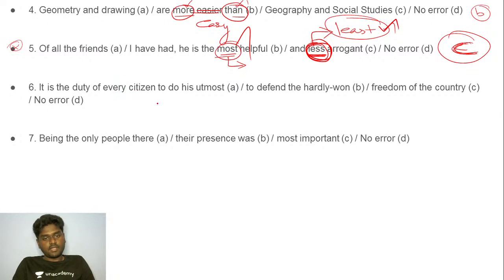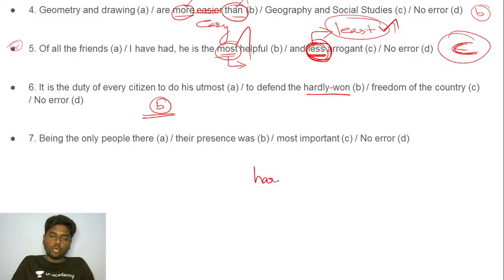Undoubtedly, it is B. Very good, Janani. Option B, the part B, has an error in it. Why? Because if you try to read out the context of the given sentence, it is the duty of every citizen to do his utmost to defend. It should not be "hardly one."